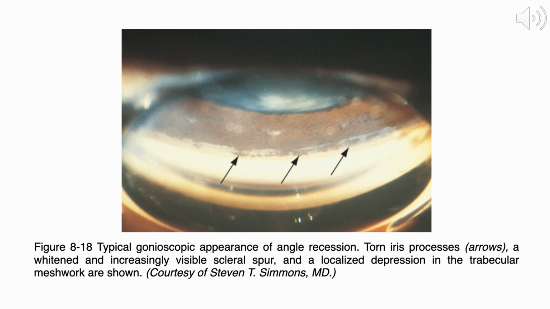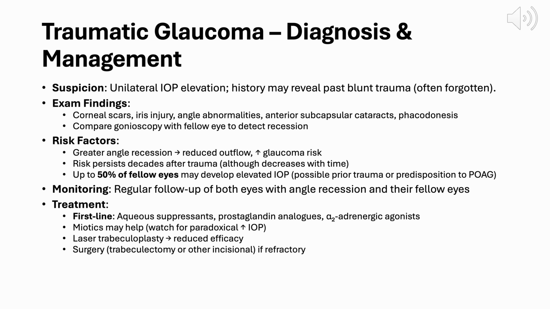Here we see another gonioscopic photograph highlighting the features of angle recession. The arrows point to torn iris processes, which are a hallmark of traumatic angle recession. In addition, you can appreciate a whitened and increasingly visible scleral spur, which stands out due to the tearing of tissue around it. There is also a localized depression in the trabecular meshwork, further confirming structural damage to the angle.